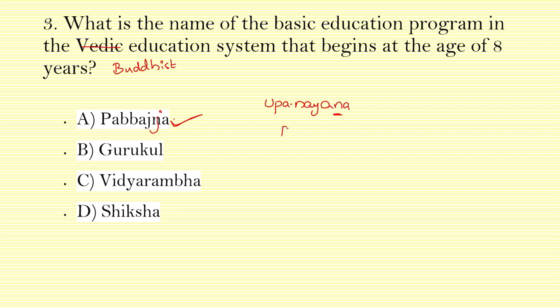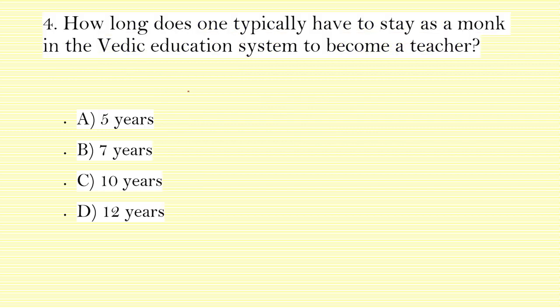For Muslims, the basic tradition is Bismillah, a basic program to start education. Buddhists also follow a tradition, which is Pabbaja. This is their tradition to start. And at which age do they start? That is also to keep in mind. At the age of 8, these Buddhist people take their education initiation. Next question.